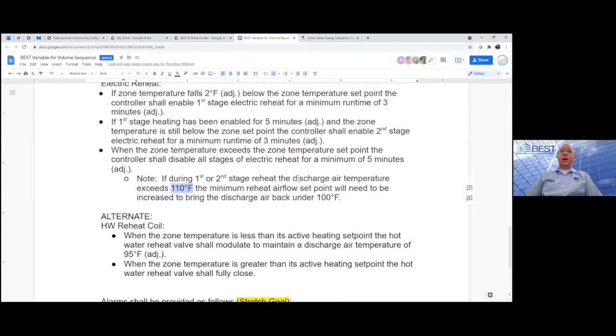Questions or comments on our reheat sequence? And again, this is one way to do it. There are many alternatives. So Robert, are you saying don't turn your VAV system into a radiant heat system? I am exactly saying that, Bob. Oh, okay.